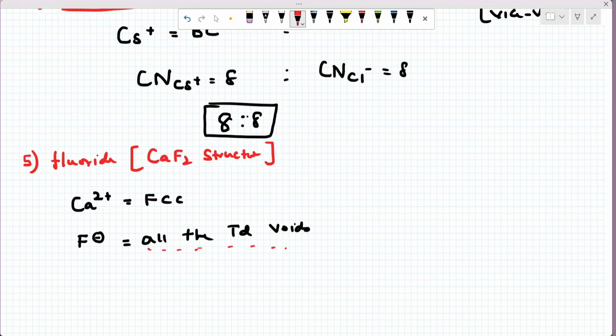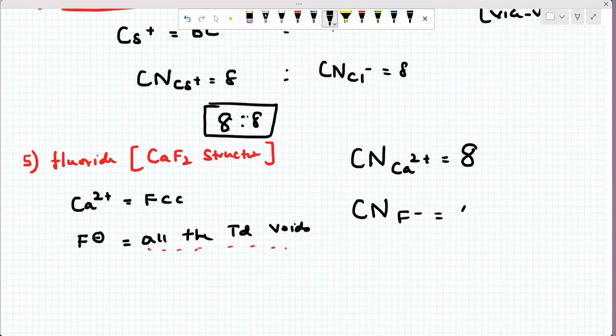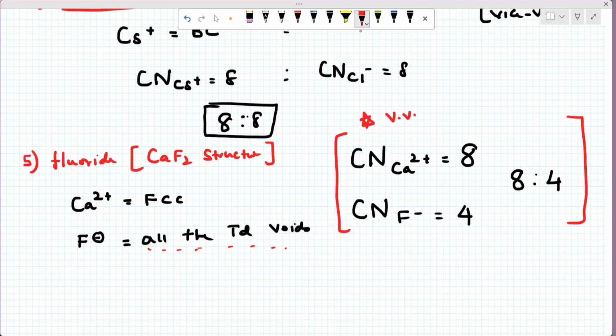Now, this coordination is also very important, commonly asked in all exams. The coordination number of Ca2+ is 8. Very, very important, I am telling. The coordination number of F- is 4. Therefore, it is an 8 is to 4 ratio. They will ask the question. It is the most important, the topic is important.